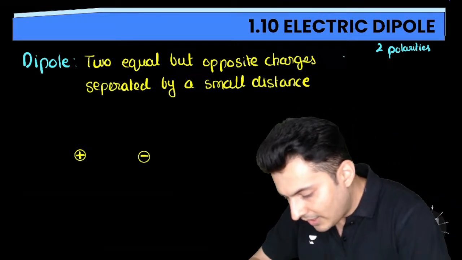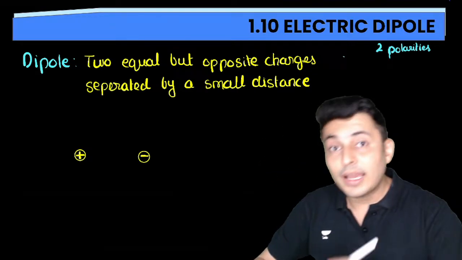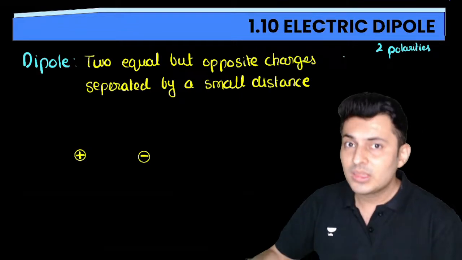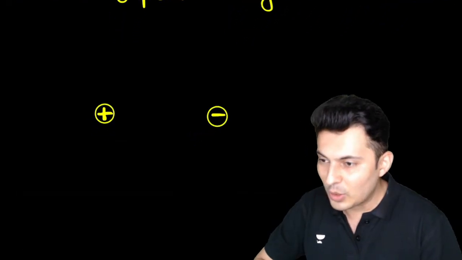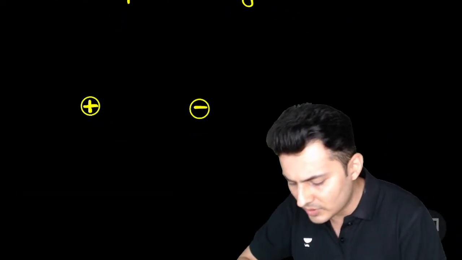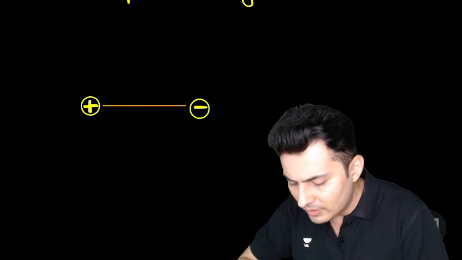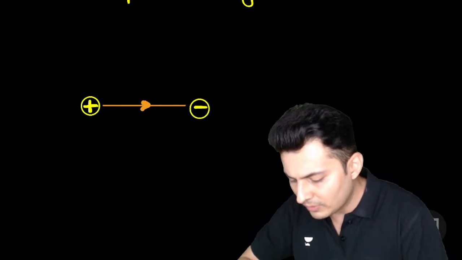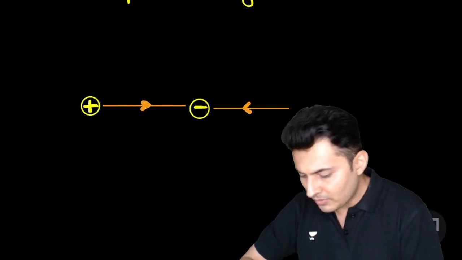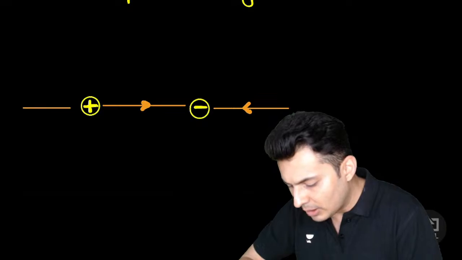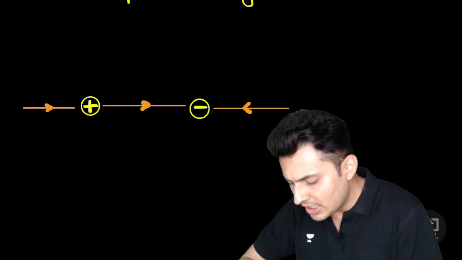Now, if I show the electric field lines, this is how they are going to look. Obviously, they start from the positive charge and go towards the negative charge. One of the electric field lines will just go like this. Another field line will be coming from infinity onto the negative charge. Another field line will be coming again from infinity on that positive charge.